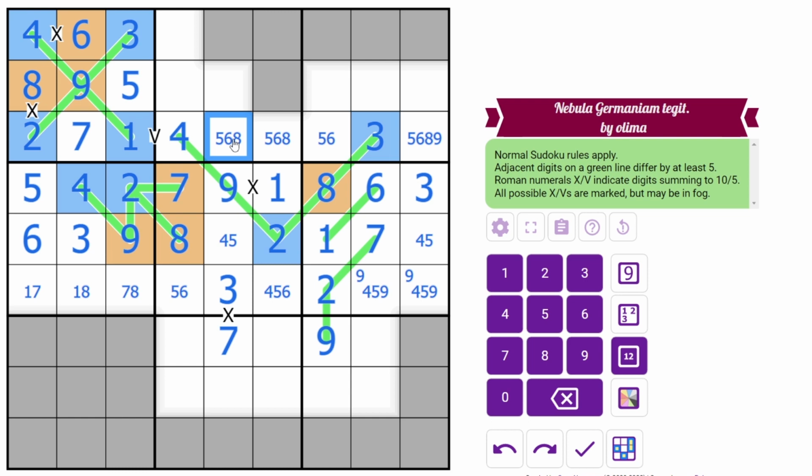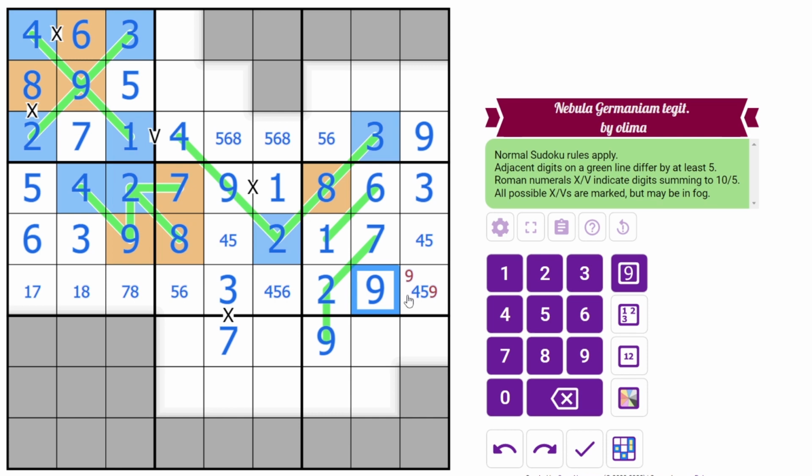5, 6, 8. Oh, where is 9 here? Oh, that's the only place for 9. Okay. So this is, oh, that's the only place for 9. This is not, oh, we get 4, 5, 4 up there. Okay, wow.